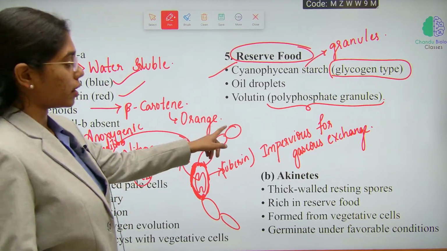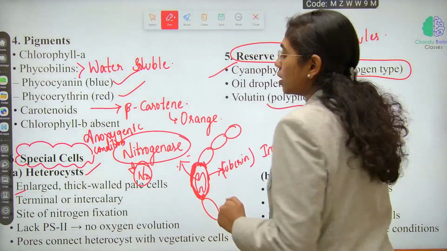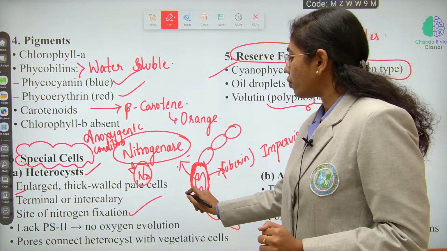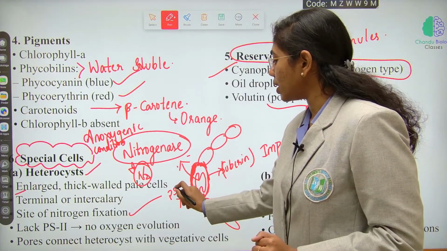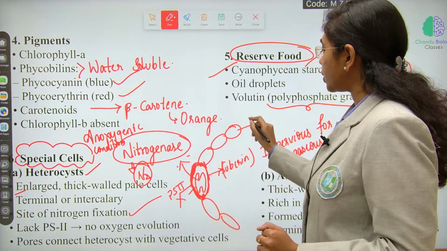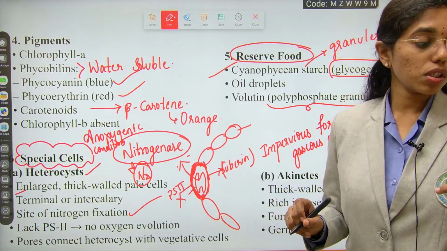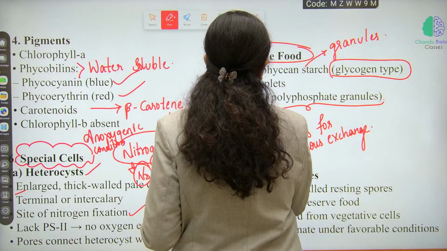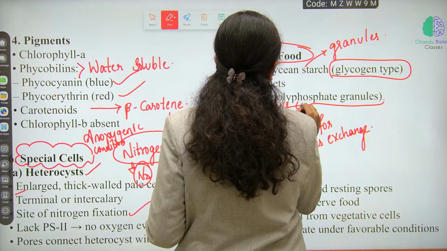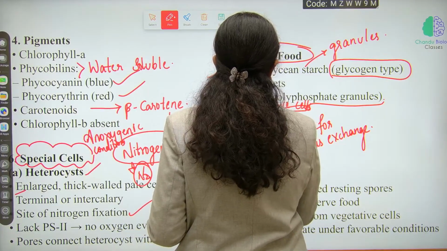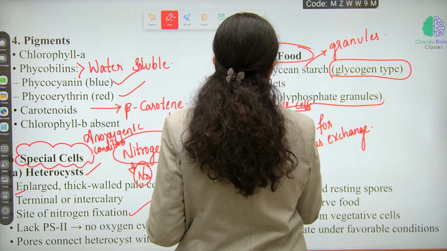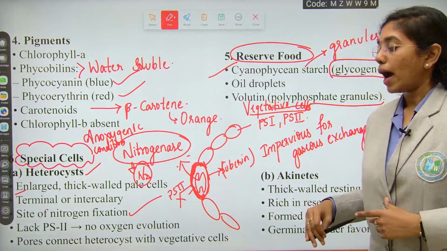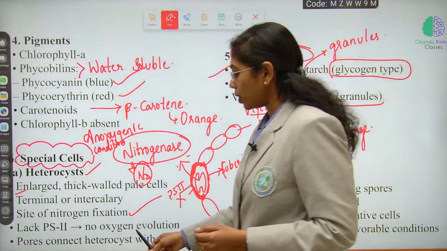This can be terminal or intercalary. Heterocyst can be present at the terminal ends or in between. This is the major site for nitrogen fixation. This will lack photosystem 2. Photosystem 2 is absent here, whereas vegetative cells will contain both photosystem 1 and photosystem 2, and pores will connect the heterocyst with vegetative cells.